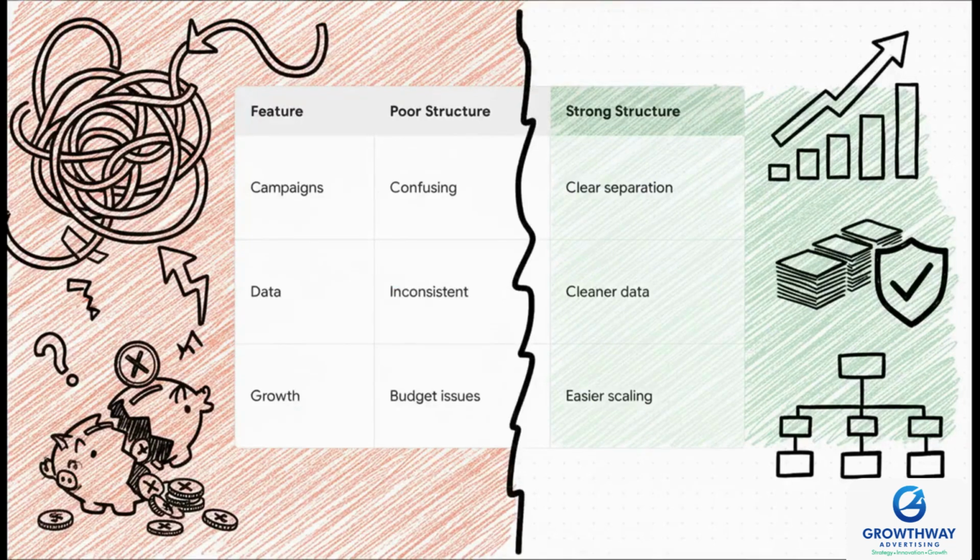So, when we do a final inspection, the contrast is just undeniable. With a poor structure, you're stuck with confusing, overlapping campaigns, really inconsistent reporting, and totally wasted budget. But with a strong structure, you get clear separation, incredibly clean data, and, easiest of all, genuinely profitable scaling. That is the true power of getting your account architecture right.